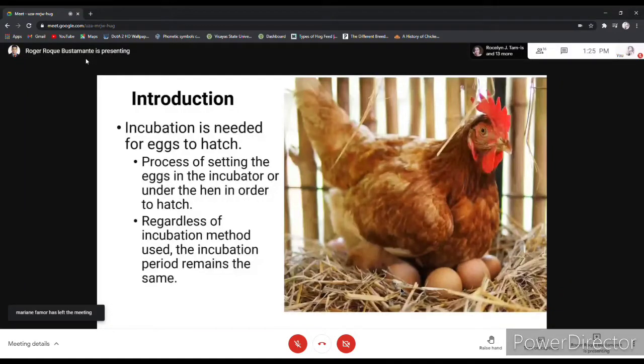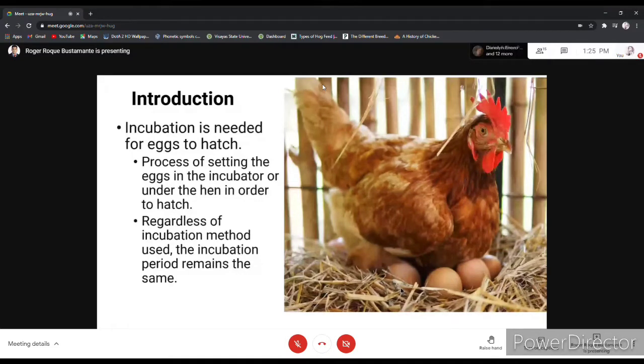Eggs are produced by the breeders. Breeding stocks. So once a farm produces fertile eggs, we need to do the incubation. Incubation is the process wherein the embryo inside the egg will develop. We call that development.